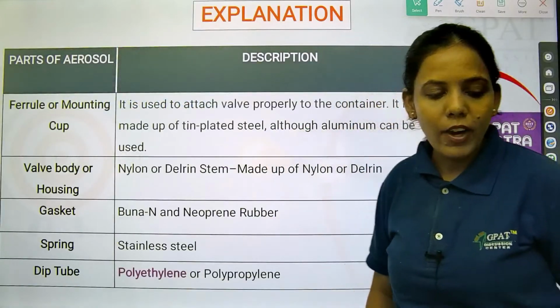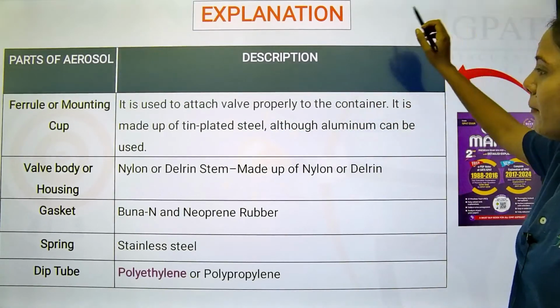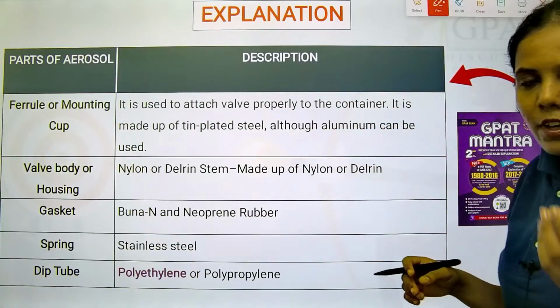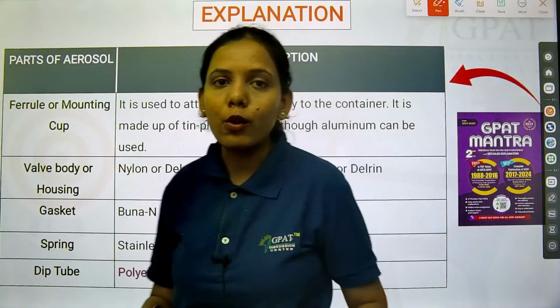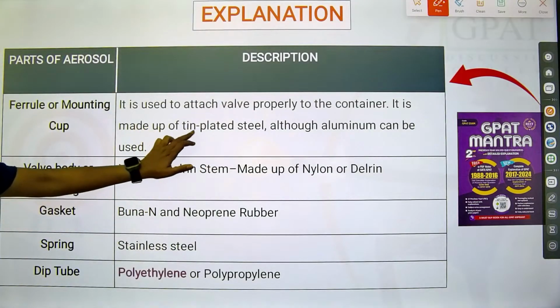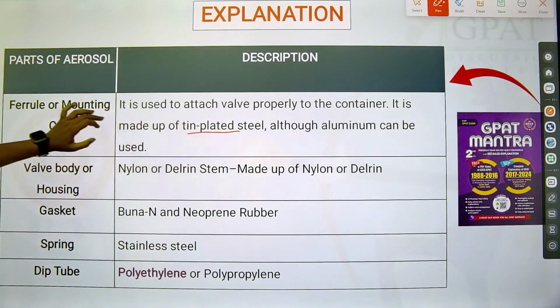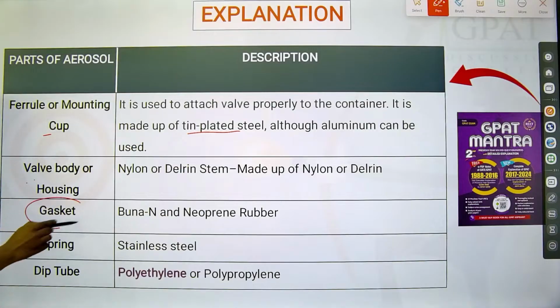Let's see the other one also. Ferrule. Ferrule is something which is used to attach the valve. We are talking about the containers of the aerosol, right? So it is made up of tin plated steel, aluminium can be used, okay? Then comes your valve, body or housing that is made up of nylon or delrine. Gasket. Gasket, it is made up of rubber, okay?